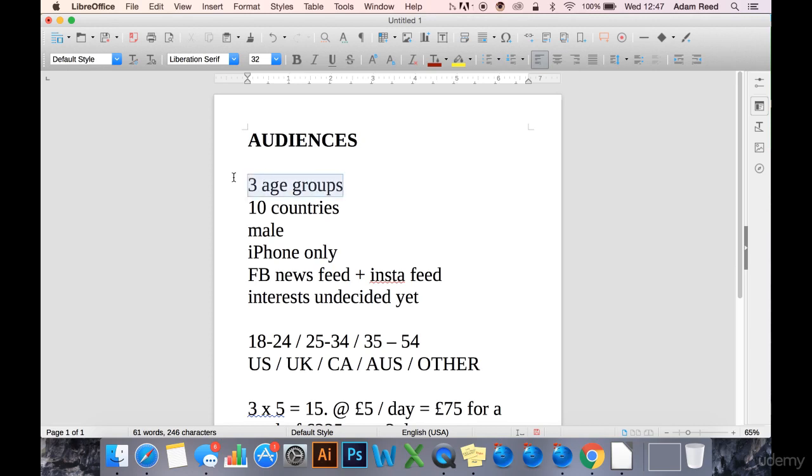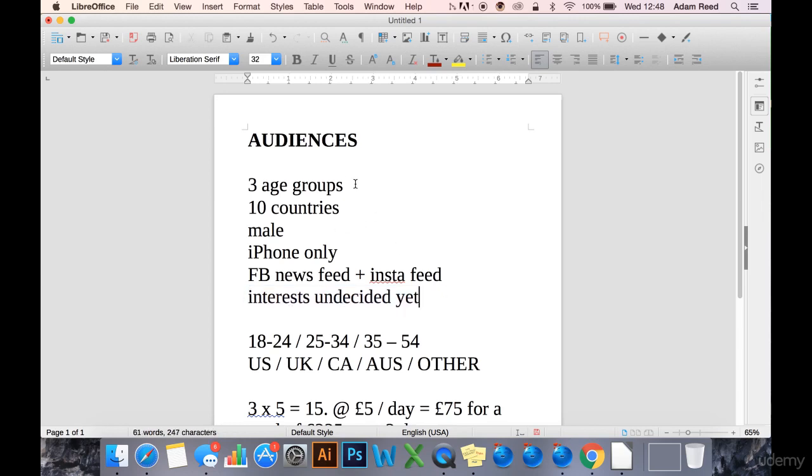So my ad sets are going to be split up by age and by country. They're all going to be targeting males. They're all only going to be on iPhone and on Facebook newsfeed and Instagram feed. No other placements other than those two placements on iPhones. Interests, I'm undecided as to how I'm going to stack them, how many interests I'm going to go for, whether I'm going to go down the route of putting competitors or celebrities on magazines or TV shows, etc., into the interests. I'll let you know that after I've decided it.